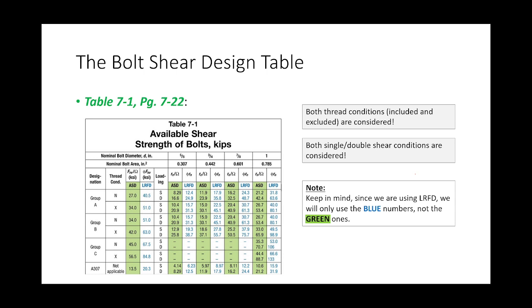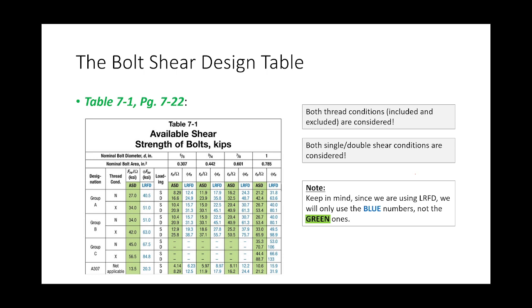Now, what did you say? 22.5? Let's look at this. Group A. What was that last problem we just did? Threads included or excluded? Excluded. Was it single shear or double shear? Single. What was the diameter? Well, by golly gosh gee, look at that. 22.5 kips per bolt.